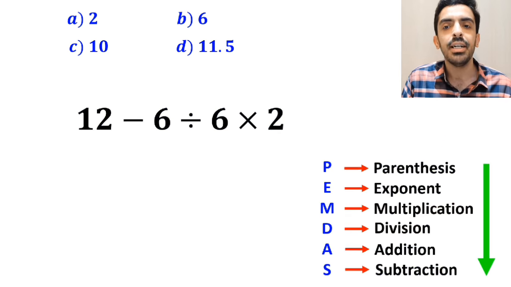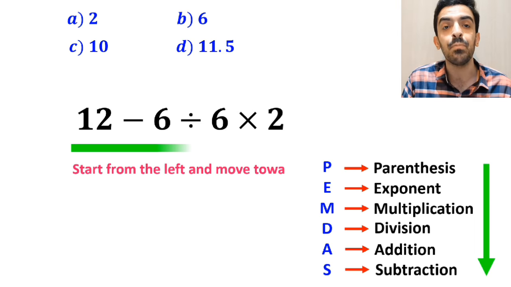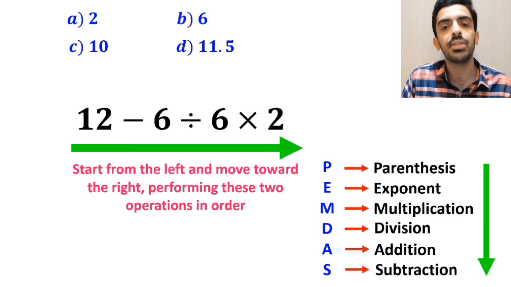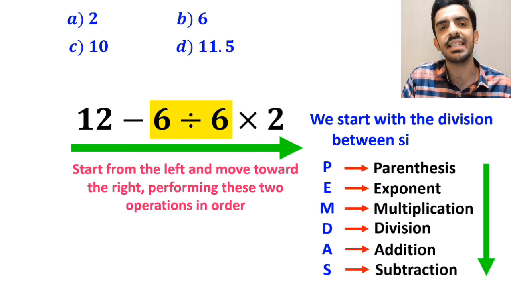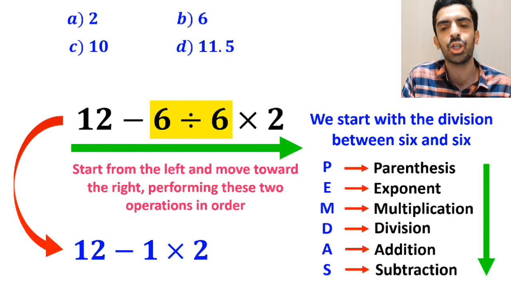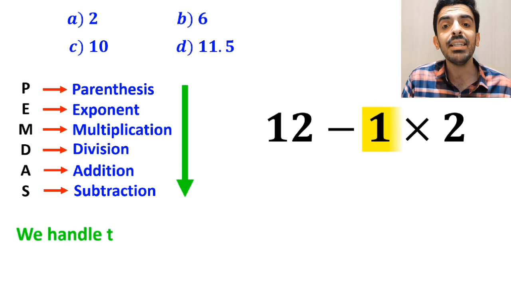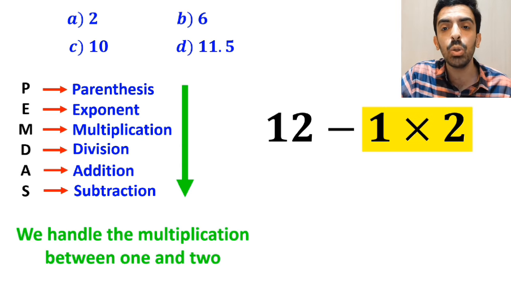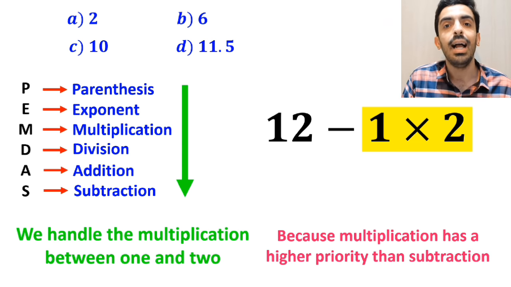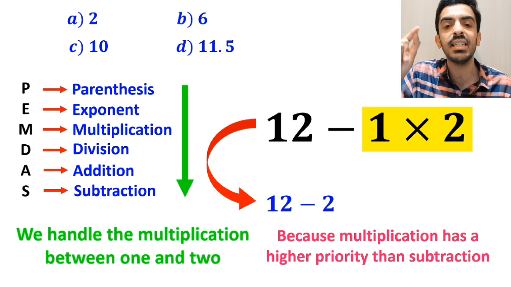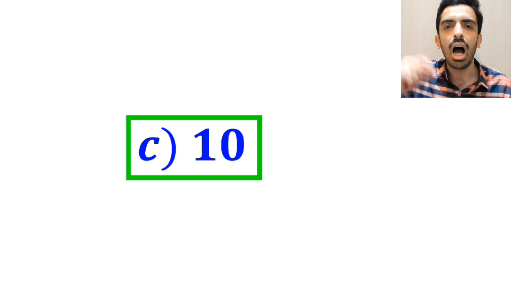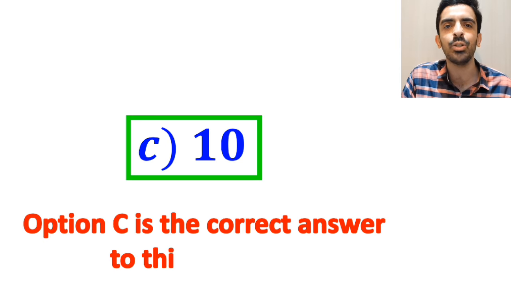In this situation, the best approach is to start from the left and move toward the right, performing these two operations in order. So, first we start with the division between 6 and 6, which simplifies this expression to 12 - 1 × 2. In the next step, we handle the multiplication between 1 and 2, because multiplication has a higher priority than subtraction. And this expression simplifies to 12 - 2, which ultimately gives us the answer 10. Therefore, option C is the correct answer to this question.